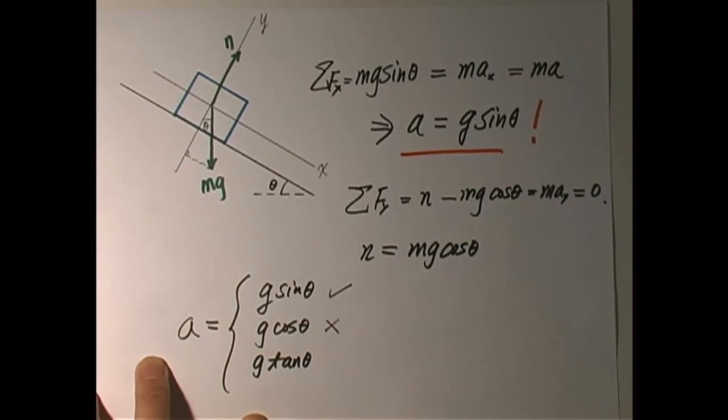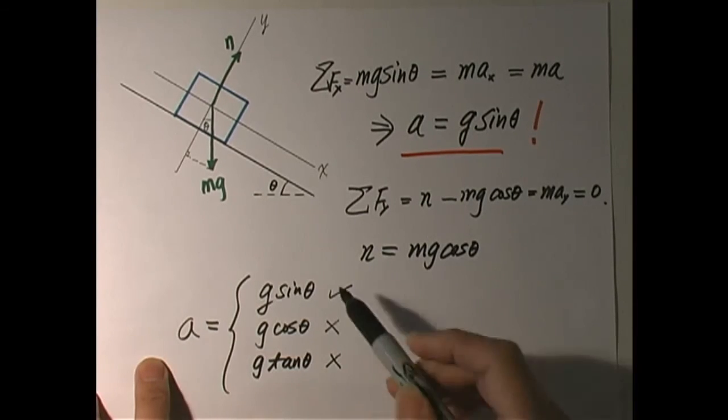Now what about g tangent theta? Oh, that one is a little more interesting. It actually works all right at theta equal to 0 degrees, right? Because tangent 0 is 0. But what about theta equal to 90 degrees? Okay, what's tangent 90 degrees? That's infinity. Okay, so it doesn't make any sense, right? So therefore, this is also wrong.